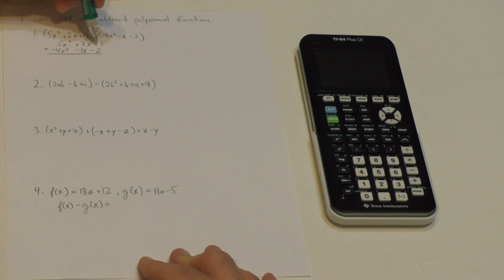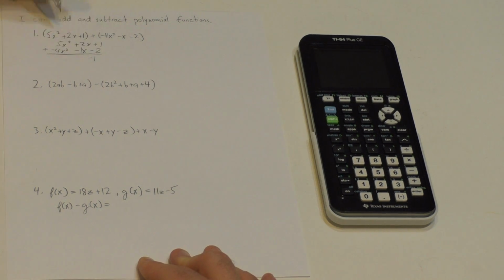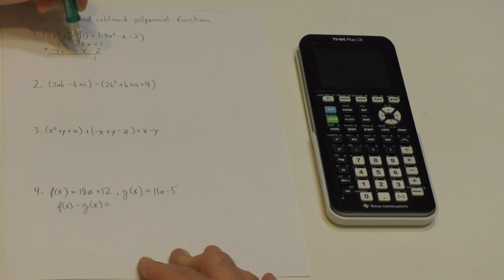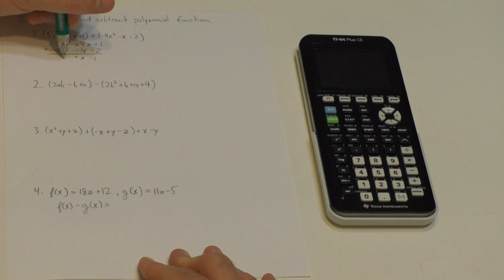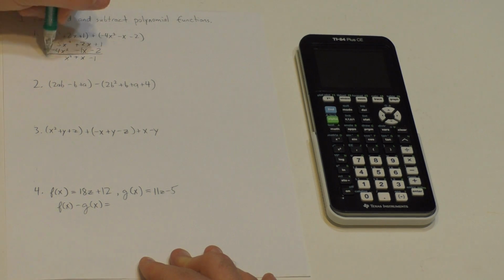So I'll have 1 minus 2 is negative 1. 2x minus 1x is 1x. Positive x. I'll put a plus sign right here because it's positive 1x. And then 5x squared minus 4x squared is 1x squared. So there's my answer right there.